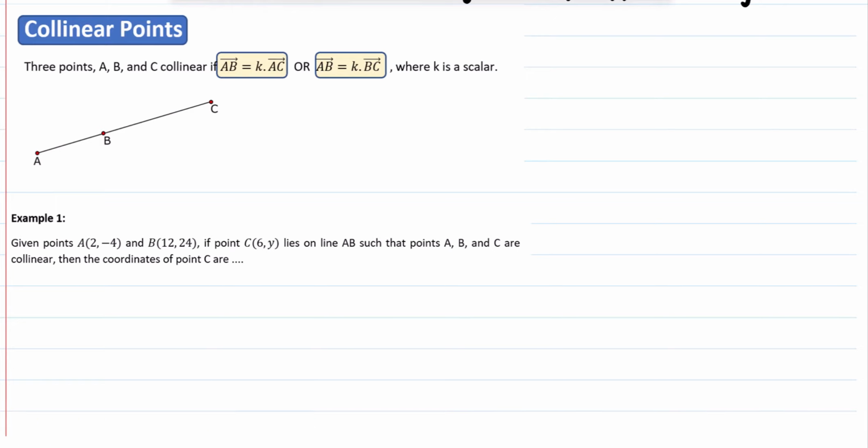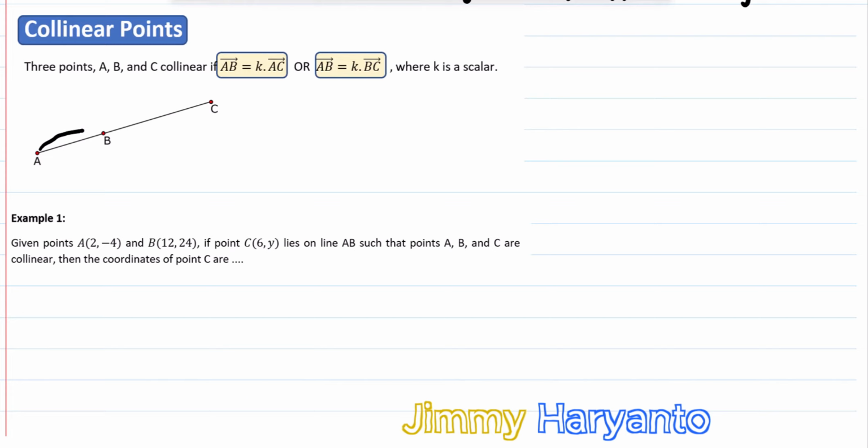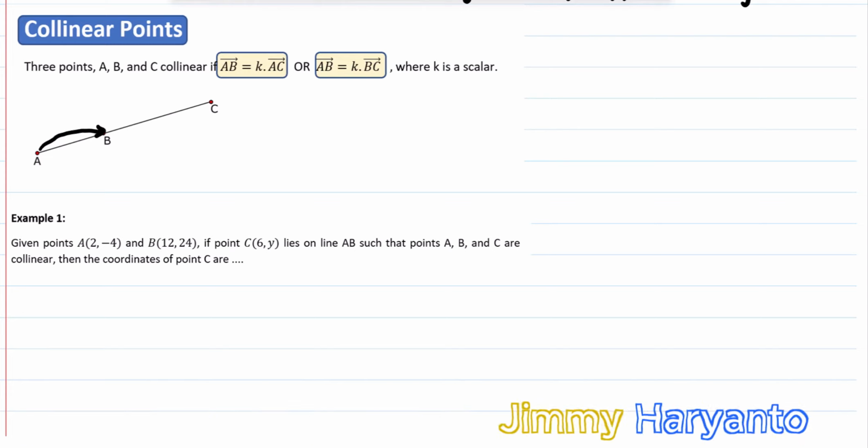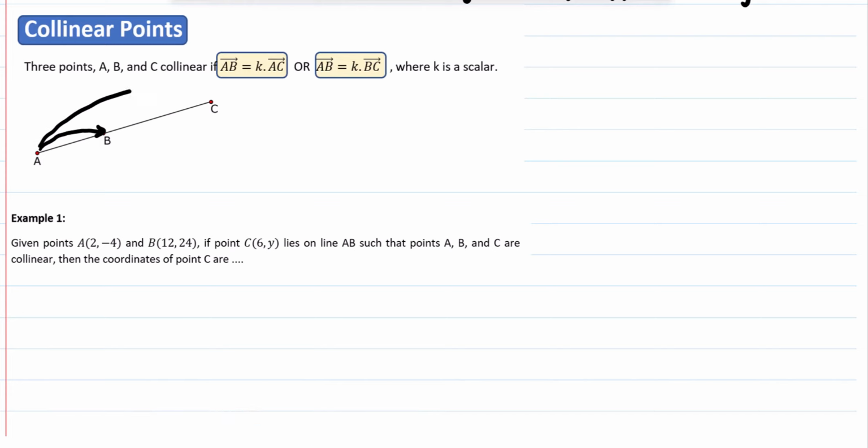The important thing in this formula is, if you do the ratio to the right, from A to B means to the right, right? The direction is to the right. That means the other one has to be to the right also. You cannot do it in the opposite direction, because when you do it in the opposite direction, the K will be negative and it will become a little bit complicated and hard to understand.